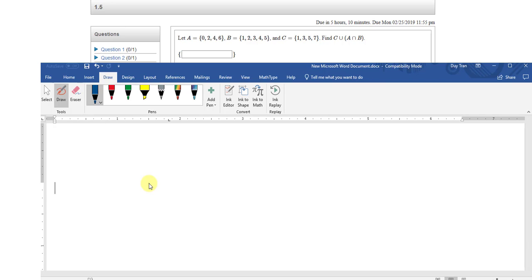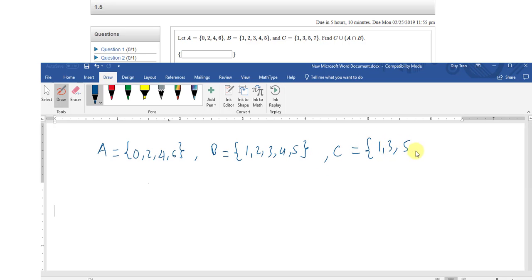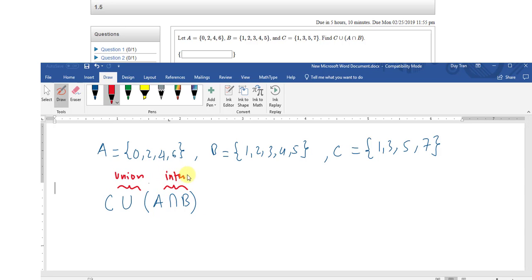Okay, so we are given the set A, the set B, and then the set C. A is given as 0, 2, 4, 6. B is given as 1, 2, 3, 4, 5, and C is given as 1, 3, 5, 7. Now they ask you to find C union with A intersection with B. Again, this is a reminder. This is the union. This is the intersection.